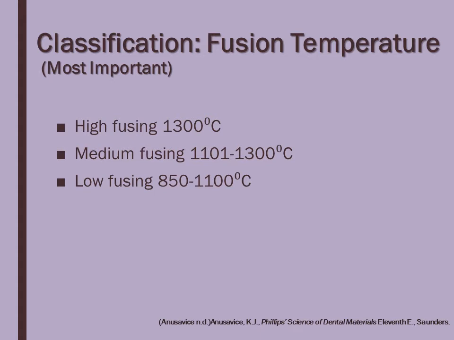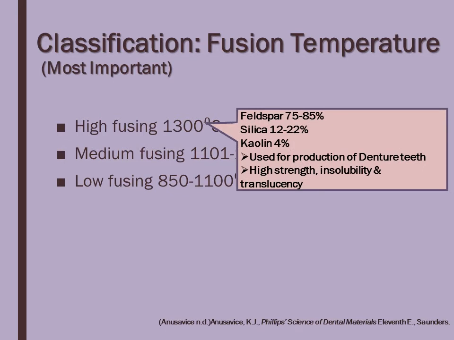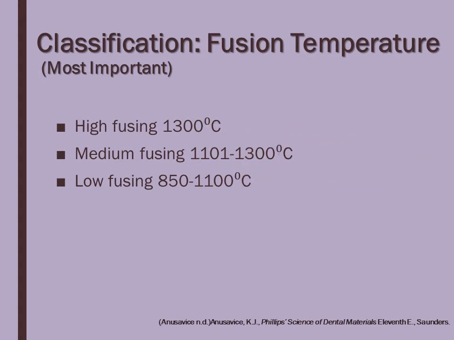So this classification, as I mentioned, is very important, and you are mostly asked to write or explain this classification. Now, an example of high fusing is feldspar based porcelain, which is 75 to 85% feldspar, 12 to 22% silica, 4% kaolin, and this is used for production of denture teeth, because we need high strength, insolubility, and translucency.